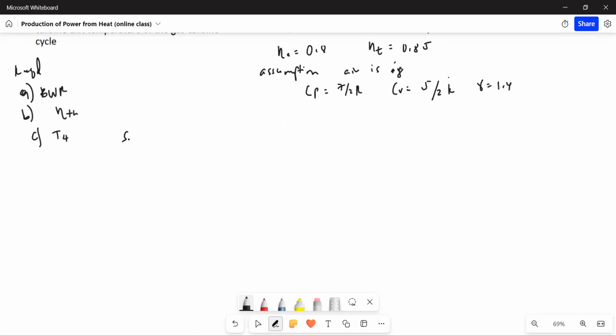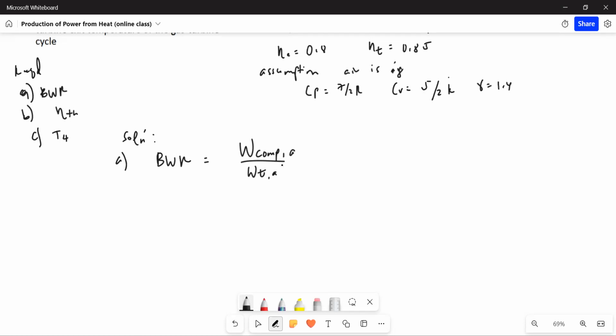Solution. What is the equation of the back work ratio? If you remember, in the Brayton cycle, part of the work of the turbine is used to drive the compressor. Therefore, the back work ratio is the work of the compressor over the work of the turbine. Since we're given the efficiencies of the turbine and the compressor, we're looking for the actual work.